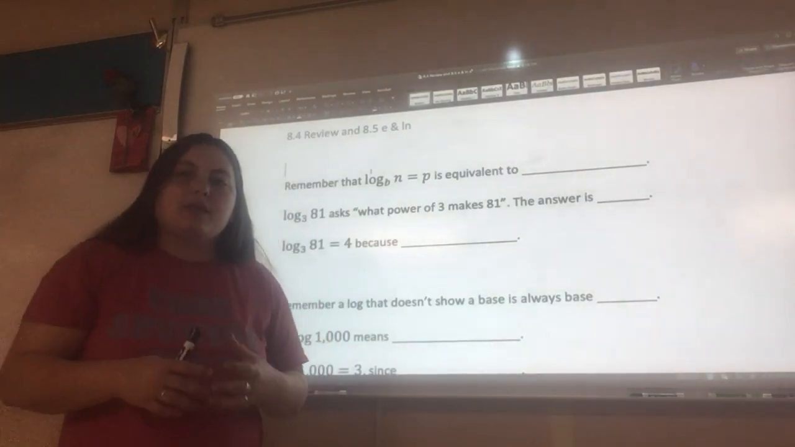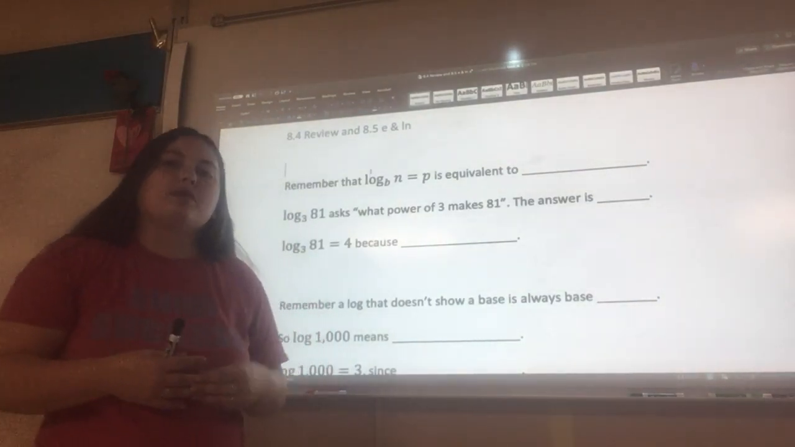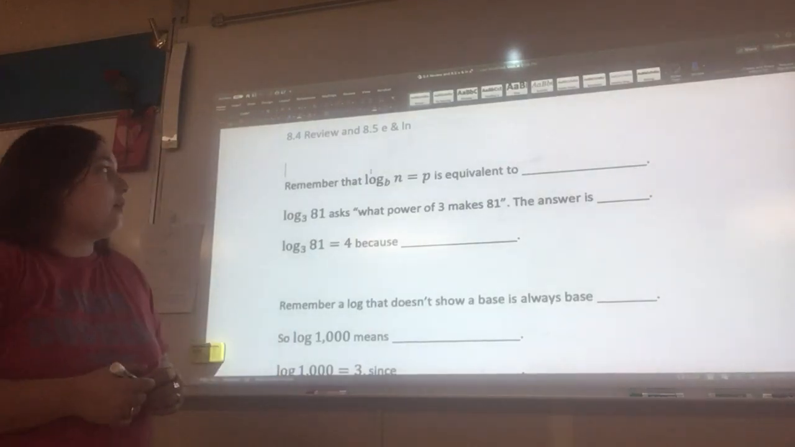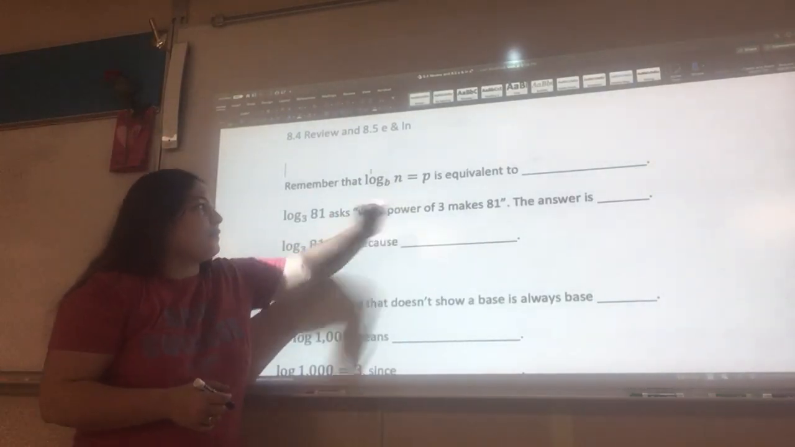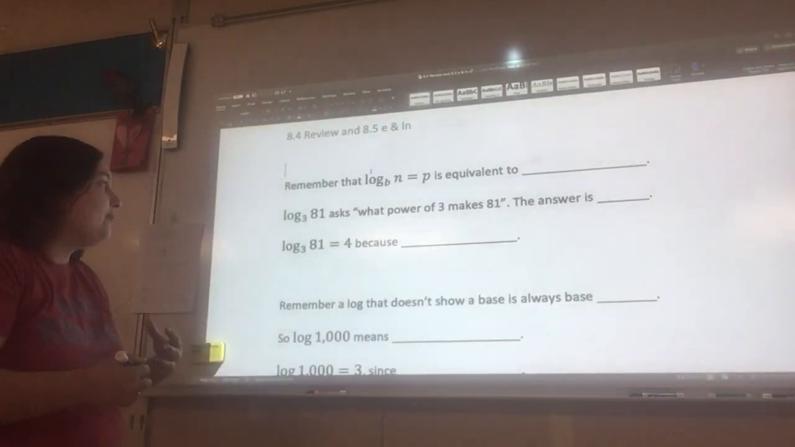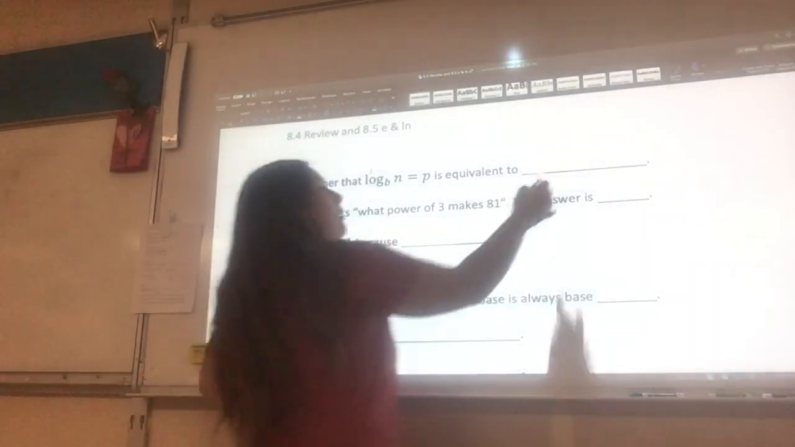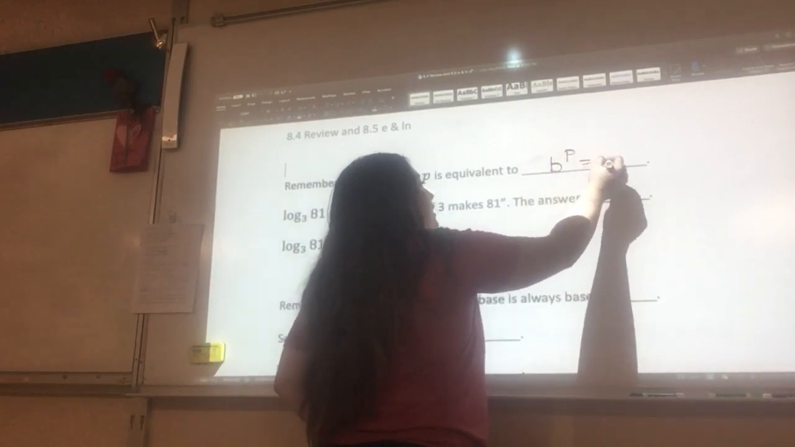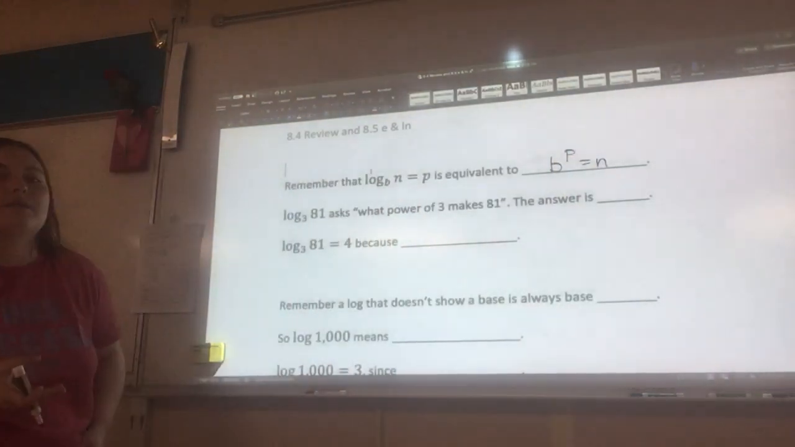So our first thing we need to remember is how can we transform a logarithm into exponential form? If we remember that log base b of n equals p, it is equivalent to base b with exponent p equal to n. This helps us solve for logarithms.